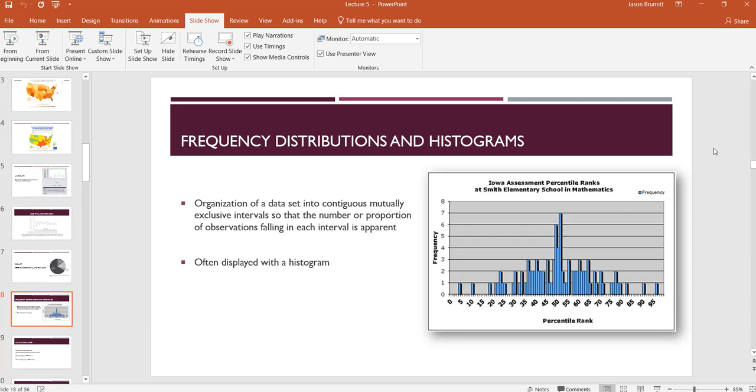Frequency distributions and histograms. Again, another way we can organize data, and it may be appropriate in some situations.